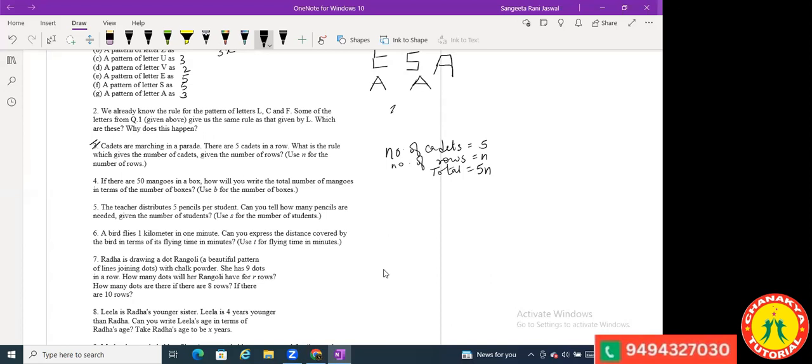Read question number 4. If there are 50 mangoes in a box, point to be noted, how will you write the total mangoes in terms of the number of boxes? Use B for the number of boxes. So for example, there are B number of boxes, so we will write 50B. So what will be your first statement? The number of mangoes in the box is 50. And for the number of boxes, if you want to find the number of mangoes, we have to do 50 into B.